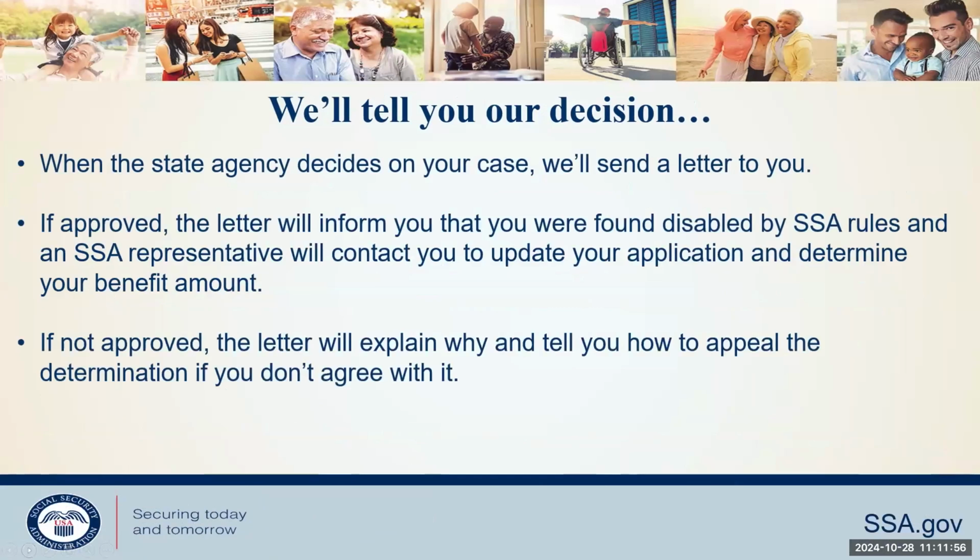Now, once the state makes the decision, they're going to send a letter saying you were determined disabled by our rules. Social Security has to contact you to update your application to determine if you're payable for SSI benefits. The reason being, we can't tell you the benefit amount because it can take anywhere from 3 to 6 months to make a medical decision on somebody. A lot can happen with an individual's income and living arrangements and resources during that time. So we have to update the record at that point to determine how much they were eligible for and payable for. And again, if not approved, appeal rights are in that letter.